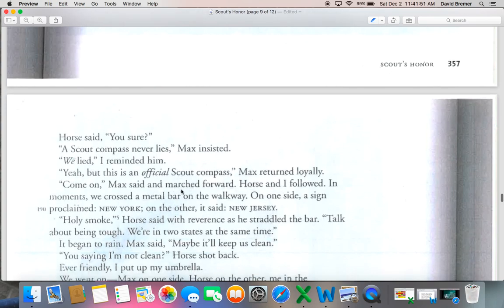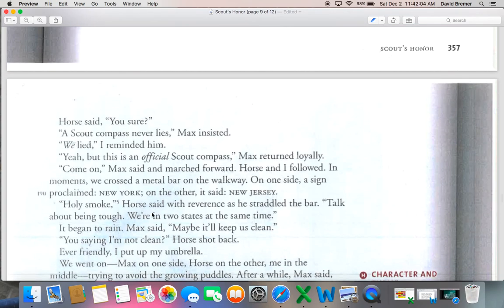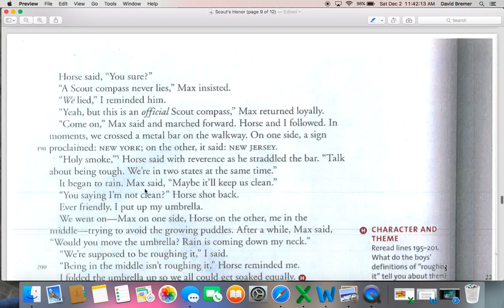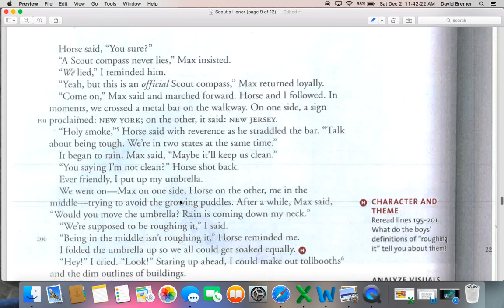"Come on," Max said, and marched forward. Horse and I followed. In moments, we crossed a metal bar on the walkway. On one side, a sign proclaimed New York. On the other, it said New Jersey. "Holy smoke," Horse said with reverence as he straddled the bar. "Talk about being tough. We're in two states at the same time." "It began to rain," Max said. "Maybe it'll keep us clean." "You saying I'm not clean?" Horse shot back. Ever friendly, I put up my umbrella.